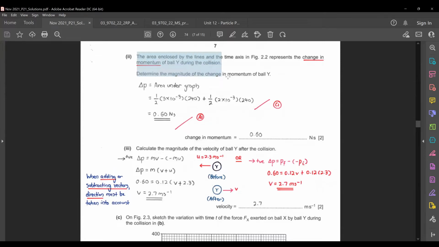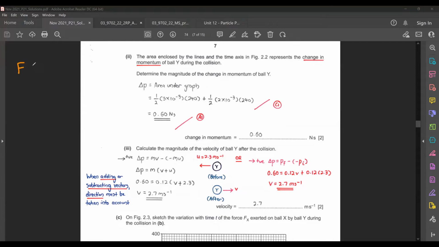They tell you the area enclosed by the lines and the time axis drawn in figure 2.2 represents the change in momentum of ball Y during the collision. Find the magnitude of the change in momentum of ball Y. This is something you would have learned under the dynamics chapter, where we told you that force is actually the rate of change of momentum.